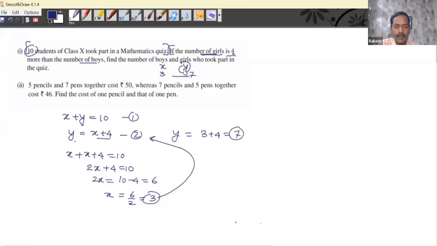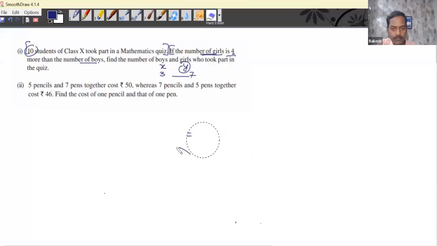So here we can see that the important thing is not the solution of the equation. The important thing is the formation of the equation. The formation of the equation is always the tougher part compared to the solution of the equation. Okay, so let's move to the next question.